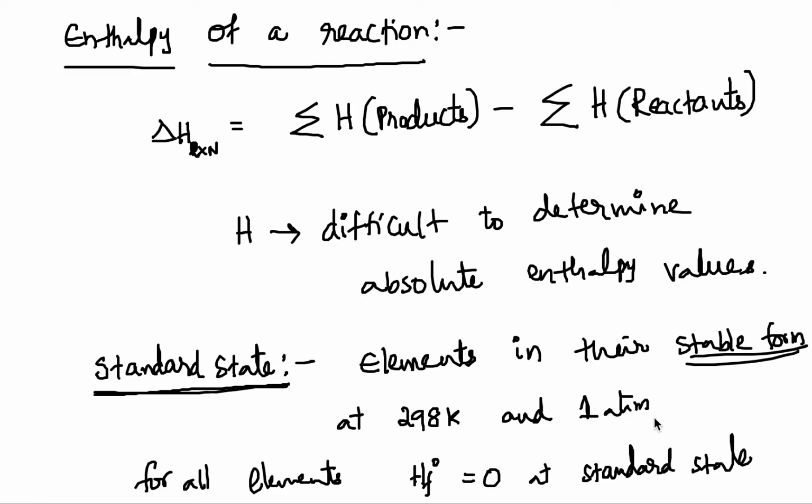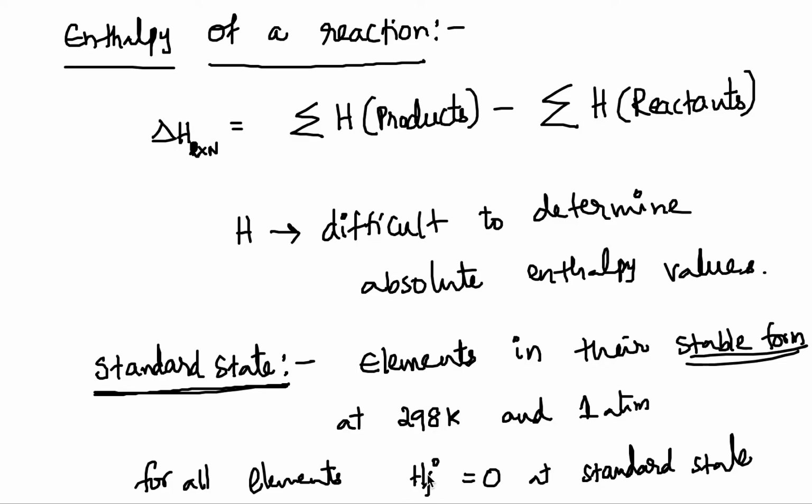Now if an element is not in its standard state, then its enthalpy is not equal to 0. Then how do we find its enthalpy? The energy associated with bringing that substance from the standard state to the state in which we are interested is known as the enthalpy of formation for that element at that condition. So the enthalpy of formation for elements at standard state was taken as 0.